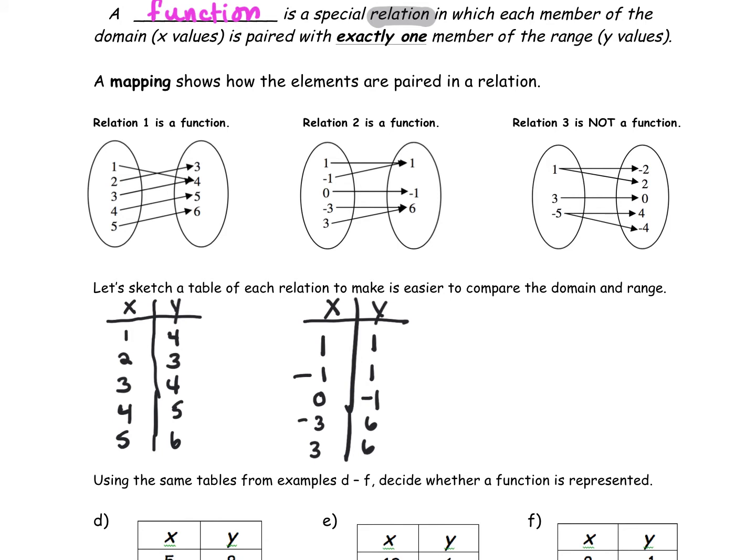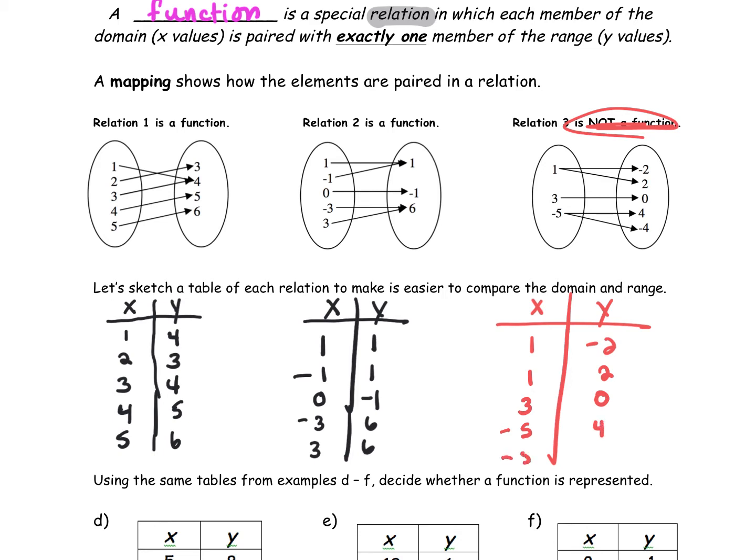So that brings us to the one that's not a function. We're going to make a table, again, to compare them. We're going to start with our first x value, and it's paired up with negative 2. And then I see another arrow from 1, and it's paired up with positive 2. 3 is paired up with 0. Negative 5 has two arrows, and it's paired up with 4, and negative 5 is also paired up with negative 4. So this is why this is not a function.